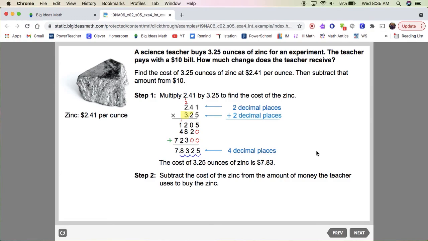Now, he paid with a $10 bill, so we need to see what his change was. And of course, that's going to necessitate subtraction. So we're going to subtract $7.83 from the $10, and the teacher would receive $2.17 in change.